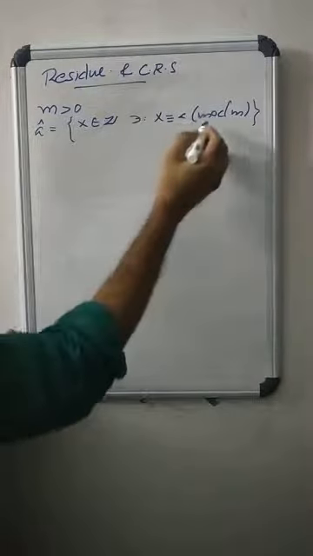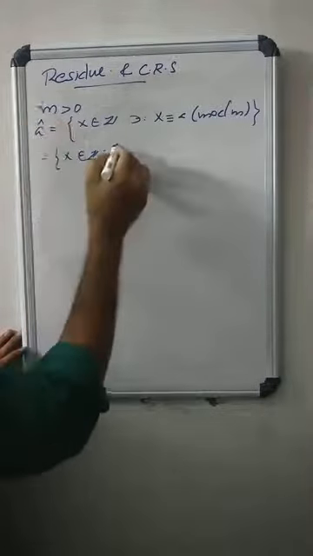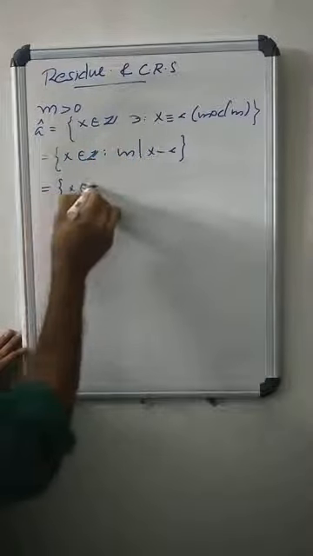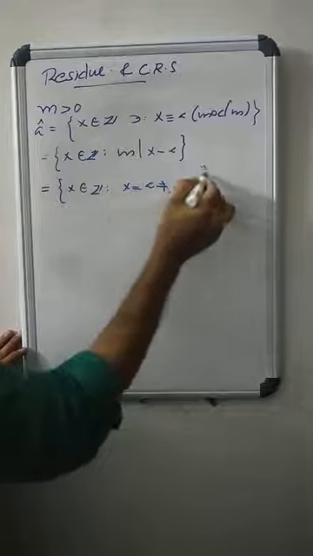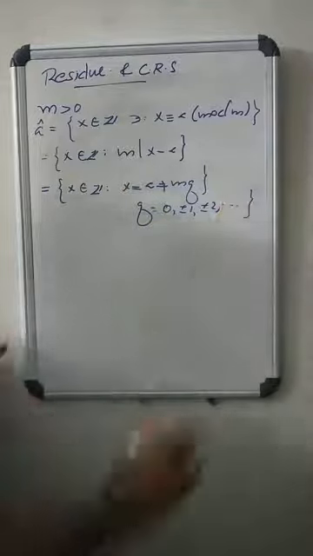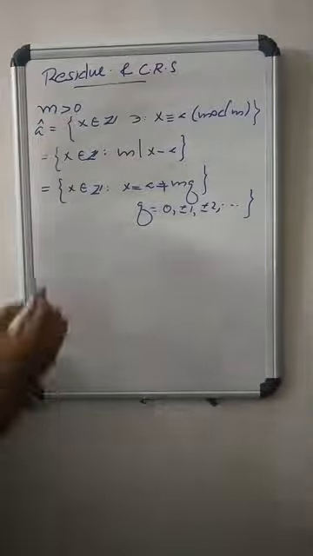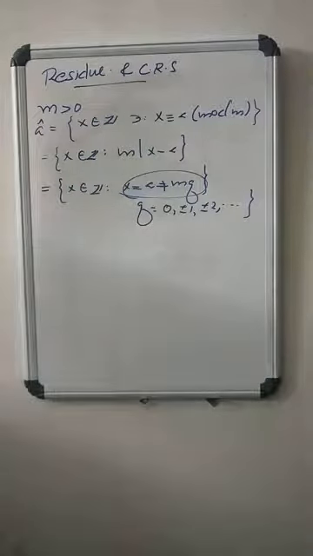Agreed? So x congruent to a mod m means it is the set of all integers x such that m divides x minus a, that equals the set of all x such that x minus a equals mq, or x equals a plus mq, where q equals 0, plus or minus 1, plus or minus 2, etc. So a cap consists of all the integers of the form x equals a plus mq, where q equals 0, plus or minus 1, plus or minus 2, etc.